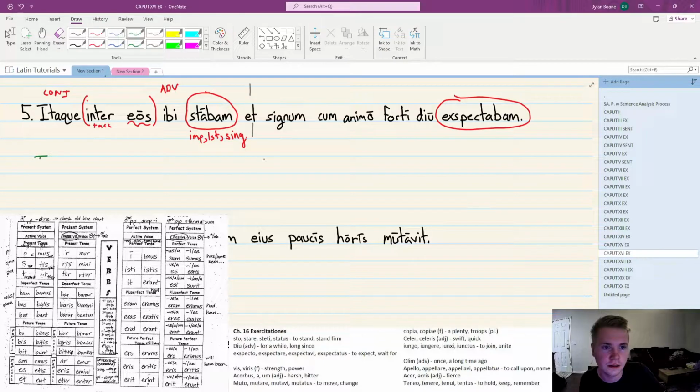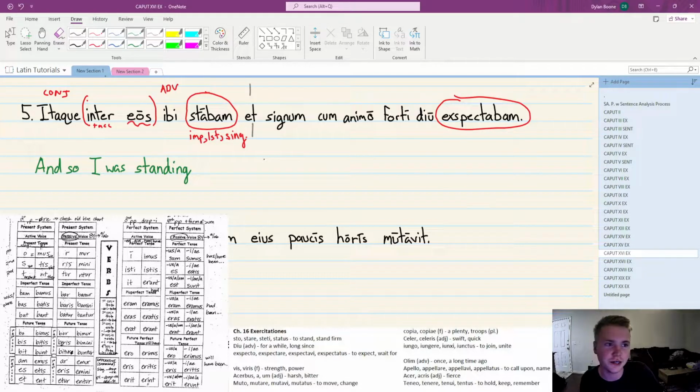So starting with itaque, "and so," "thus," "so," I was standing, because it's imperfect, right? I'm not standing right now. I have not stood. I was standing.